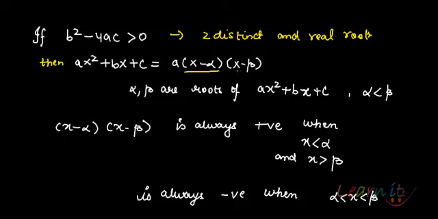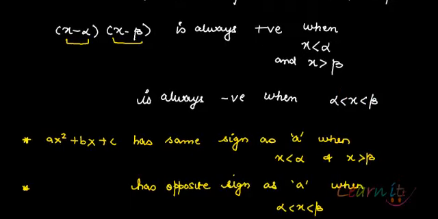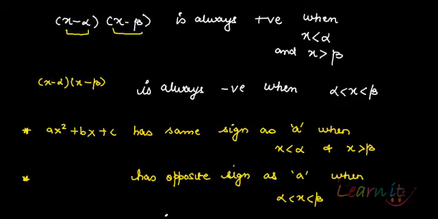Now, this factor is always positive when you have x less than alpha, and in the scenario where x is greater than beta. In that case, you will always have this factor as positive, and you will always have this factor (x minus alpha) into (x minus beta) negative in case x lies between alpha and beta. Okay, in case x lies between alpha and beta.